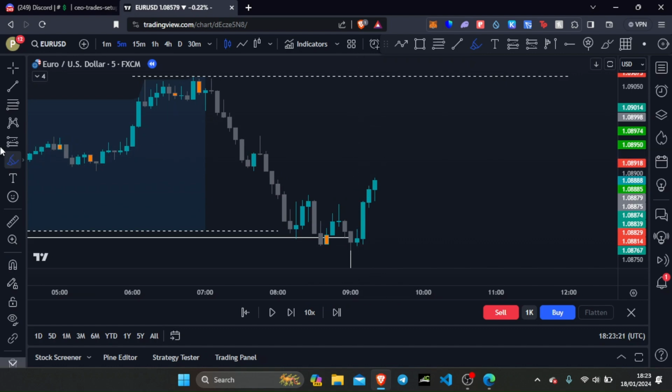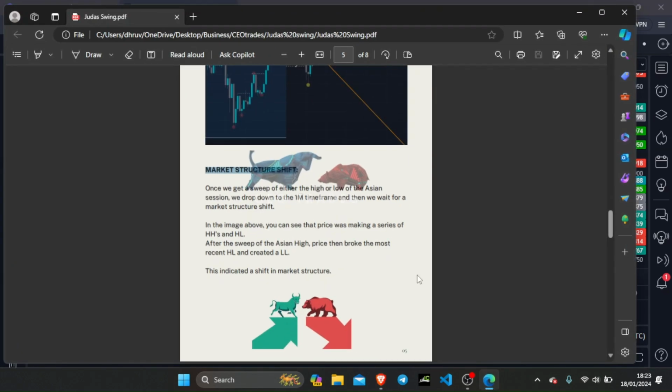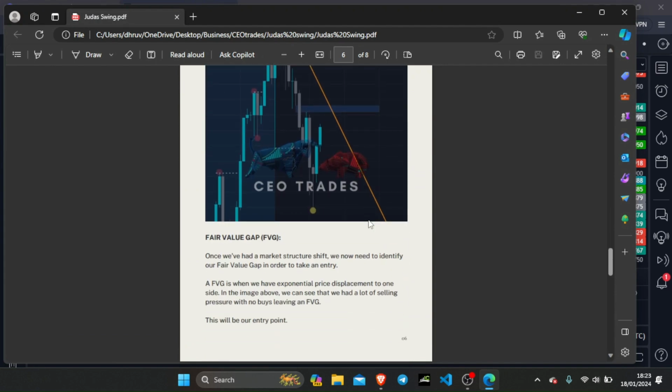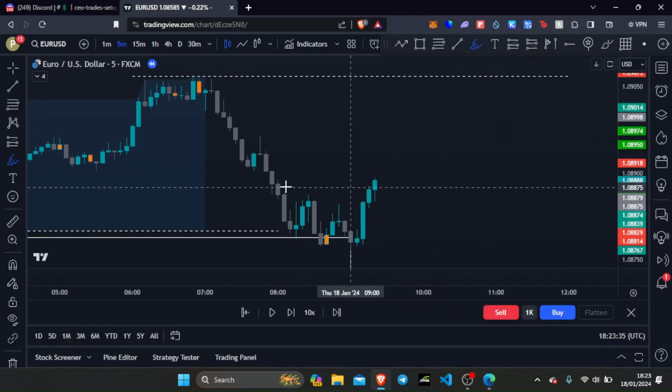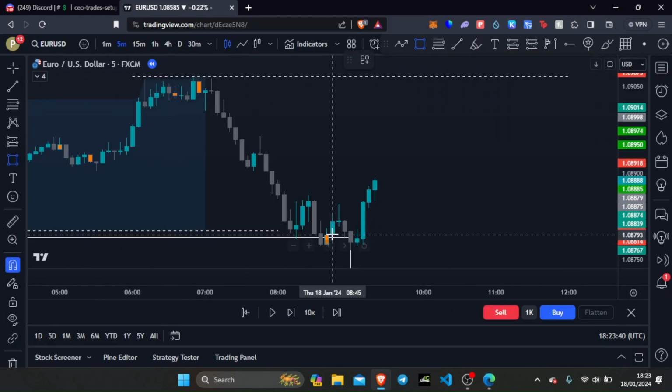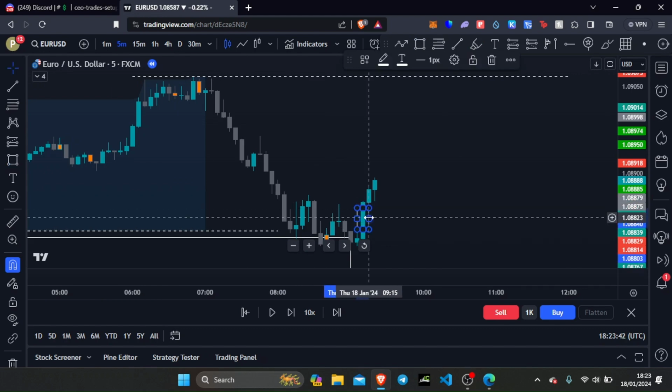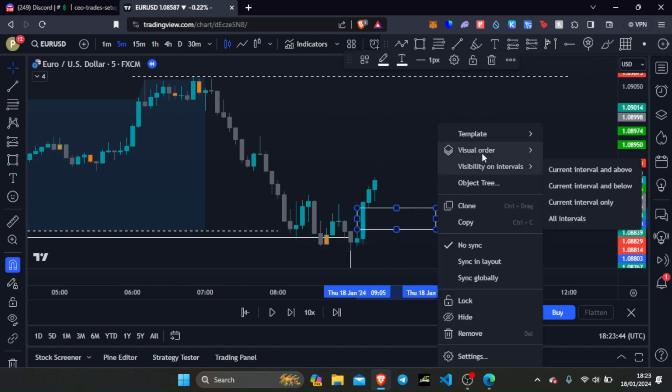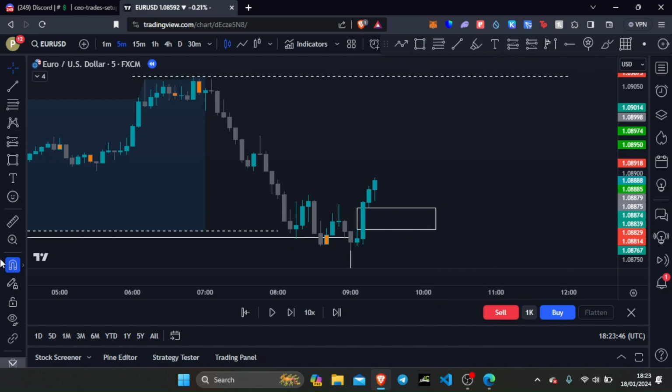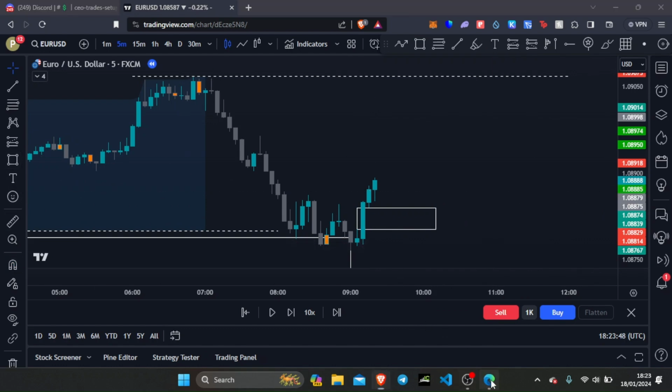So now that we've got this, what is our next step? For that, we go back to our framework, and the next step is, once we've had a market structure shift, we need to identify our fair value gap in order to take an entry. So now let's identify our fair value gap, and I'm sure a lot of you have already identified where it is, and it's right here. This would be our fair value gap where we would look to take an entry from.